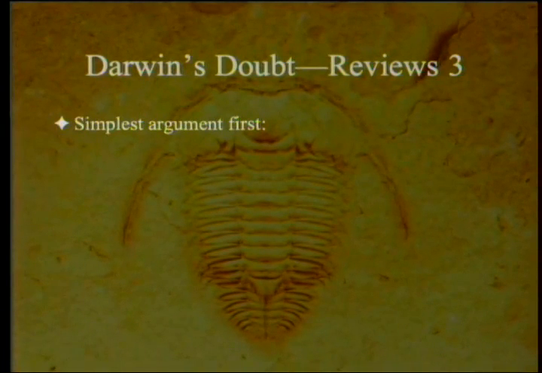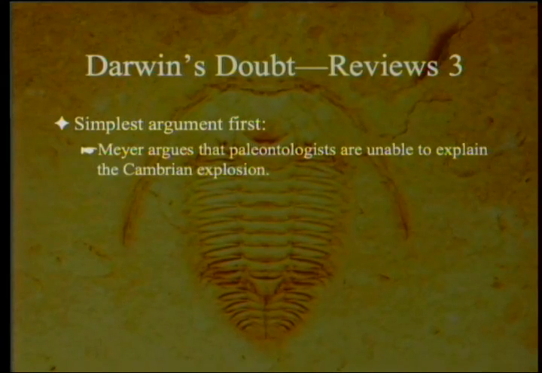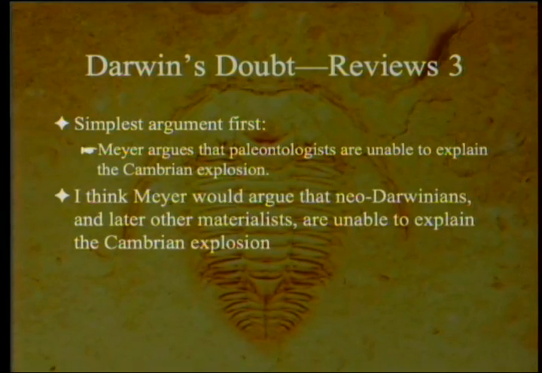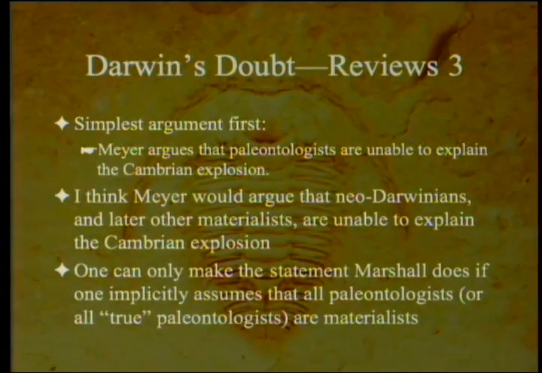I'm going to deal with the simplest arguments Marshall made first. Meyer argues that paleontologists are unable to explain the Cambrian explosion. Well, actually, I don't think Meyer would say it that way. I think what Meyer would argue is that neo-Darwinians and later on other materialists are unable to explain the Cambrian explosion. The only way that you can make the statement that Marshall does is if you implicitly assume that all paleontologists, or maybe all true paleontologists, are materialists. Because paleontologists who accept intelligent design are easily able to explain the Cambrian explosion.